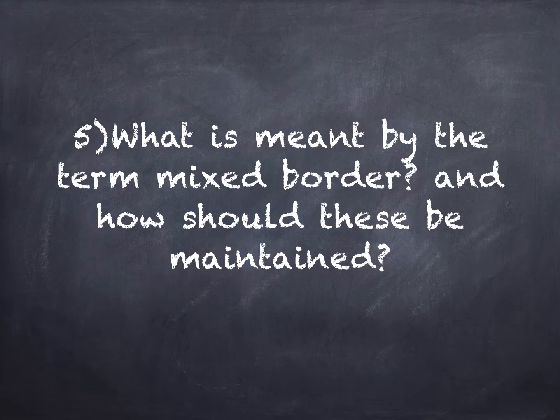Well, what is meant by the term mixed border and how should these be maintained? So mixed borders may hold a range of plants like shrubs, annuals, bulbs, herbaceous. How should mixed borders be maintained? They require lots of maintenance, especially weeding, deadheading, pruning, leaf and debris removing, clearing the leaves and any litter, mulching, but also regular watering and feeding.